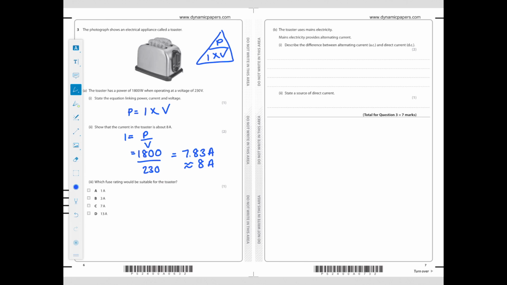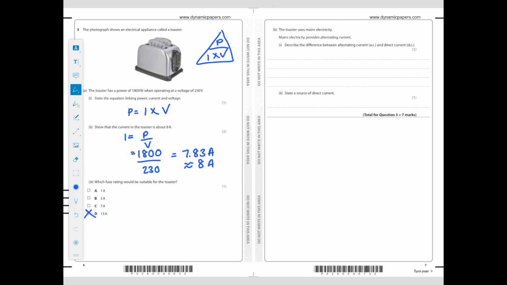Which fuse rating would be suitable for the toaster? So in order to work that out, we need to look at the current we've just calculated and pick a rating that is just above it. 1, 3 and 7 amps. So A, B, C options are all beneath it, which is why we have to go for D, 13 amps.